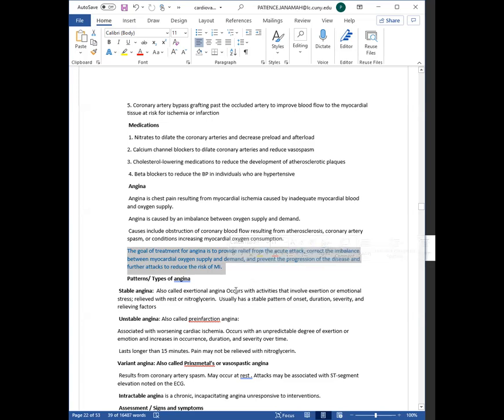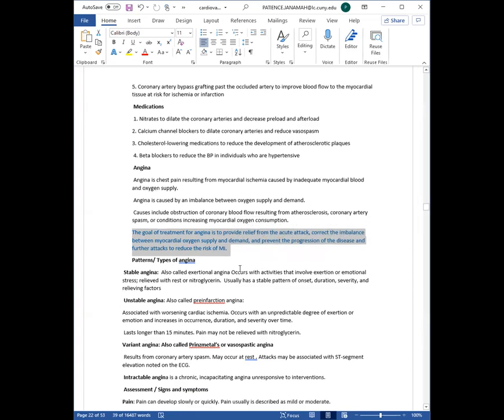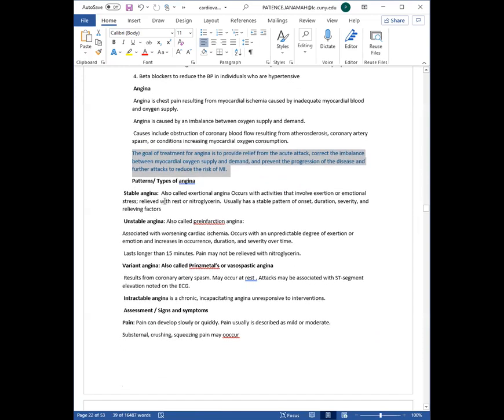And this will create a balance between the oxygen supply and the demand for oxygen and blood supply in the myocardium. Now we have the pattern, the types of angina. We have the stable angina. This is also called exertional angina. This occurs with activities that involve exertion or emotional stress.